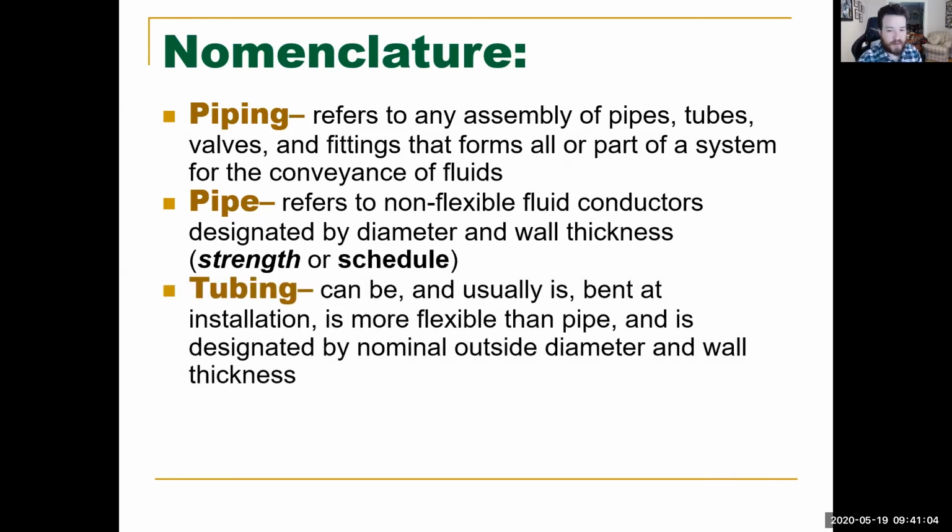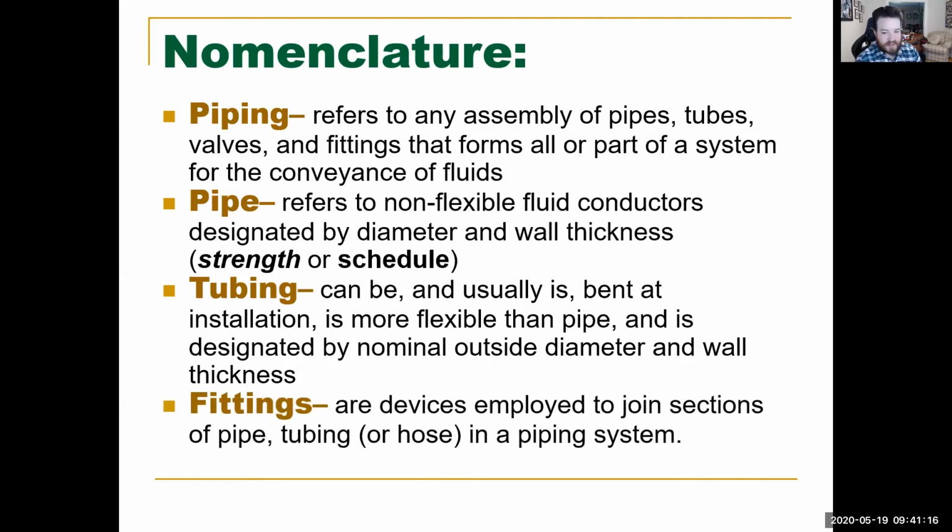All right, tubing can be, and usually is, bent at installation. It's more flexible than pipe and is designated by nominal outside diameter and wall thickness. And then fittings are devices employed to join sections of pipe, tubing or hoses in a piping system.